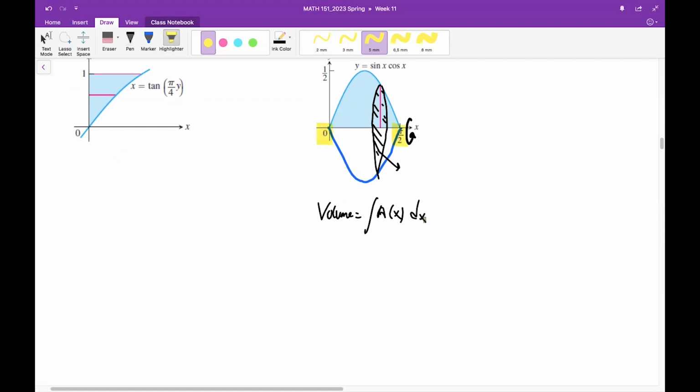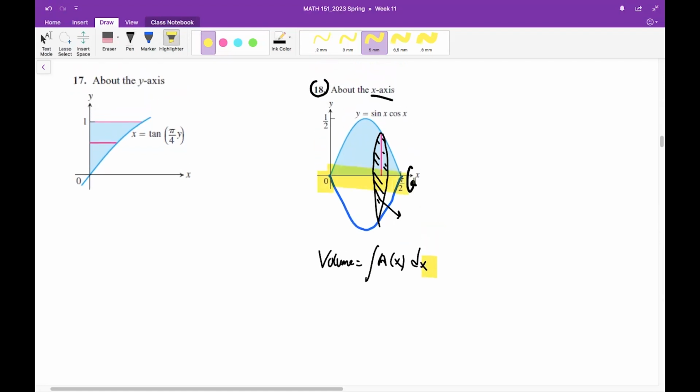So what about the boundaries of x? Look at your region and try to see the boundaries over the x-axis. The boundaries are from 0 to pi over 2, as it is given in the picture. Now, my aim is to find the radius so that I am able to write the area in terms of x. The radius of this disk is obviously given by this curve, so it will directly be the radius, sine x cosine x. This height, the y component of that point, is given by the curve. Then the area of this disk is A of x equals pi r of x squared.